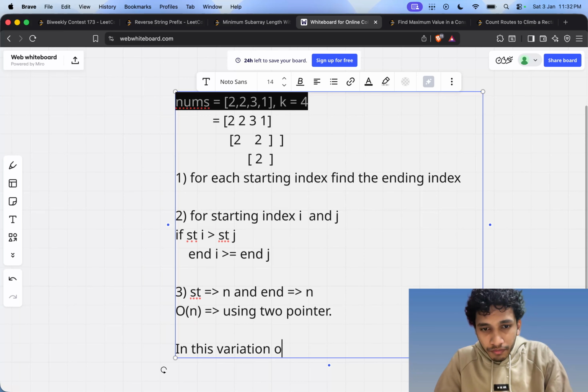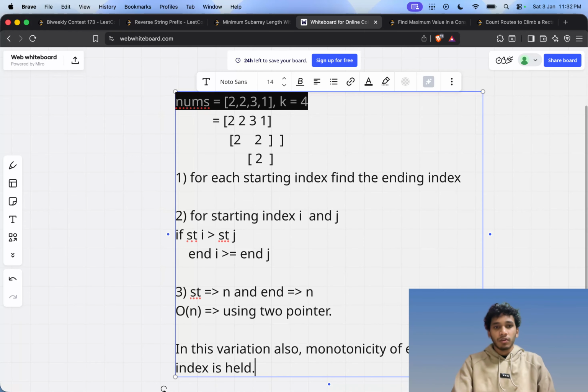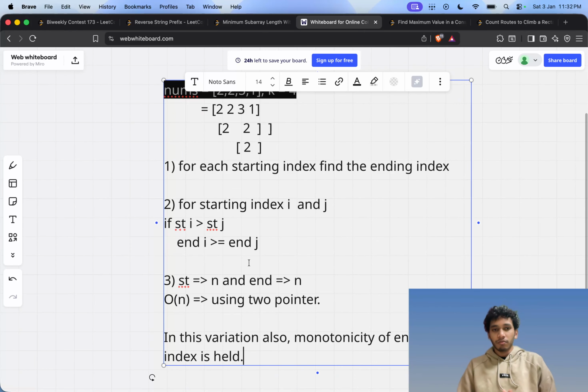Also, monotonicity of ending index is held. All right, it just means that for two starting indices i and j, if j is greater than i, then ending index of j will be greater than or equal to ending index of i.